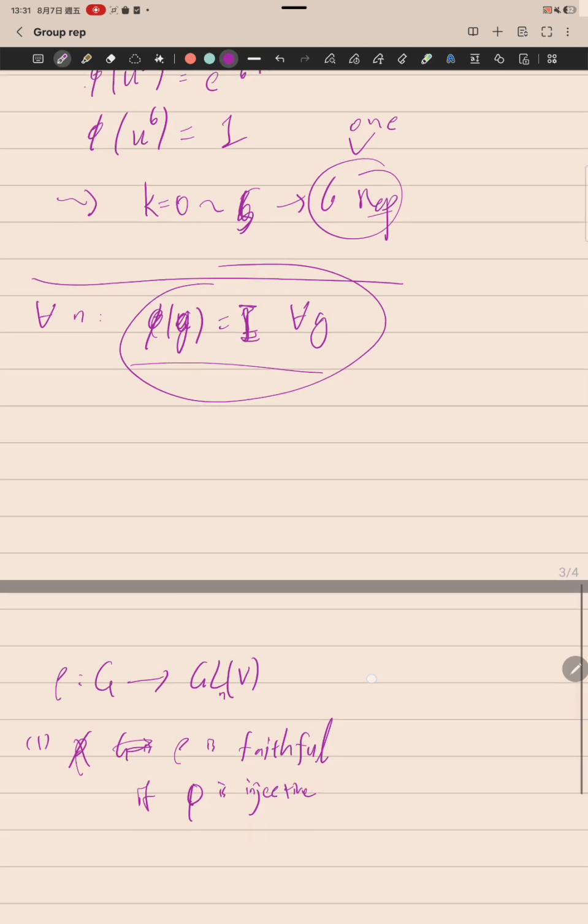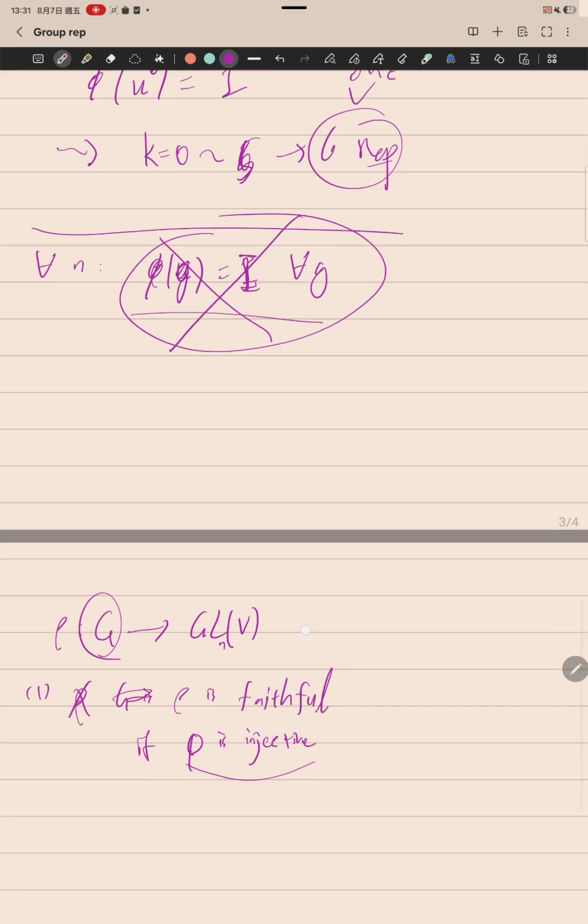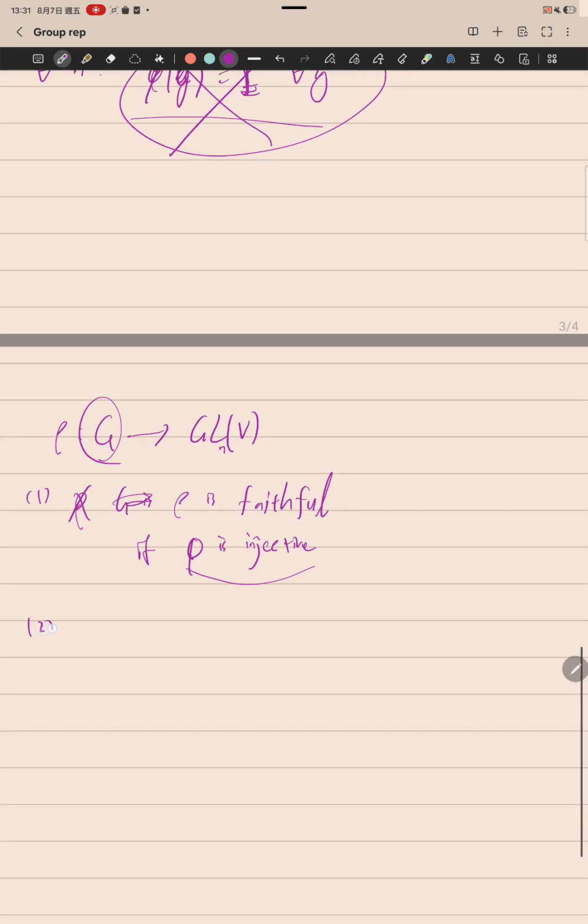Okay, so this is very simple. I just want to ignore this kind of condition. I want to say that different G should map into different matrices. Now I want to define a so-called equivalence. Equivalent meaning that if someone gives me 2 representations, because I want to study all the representations, I want to say what we mean by them being equivalent.